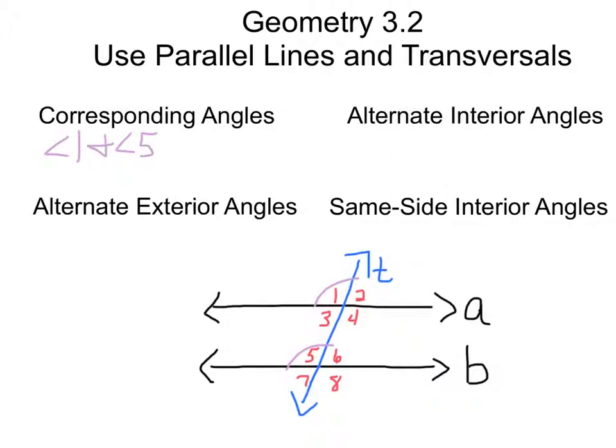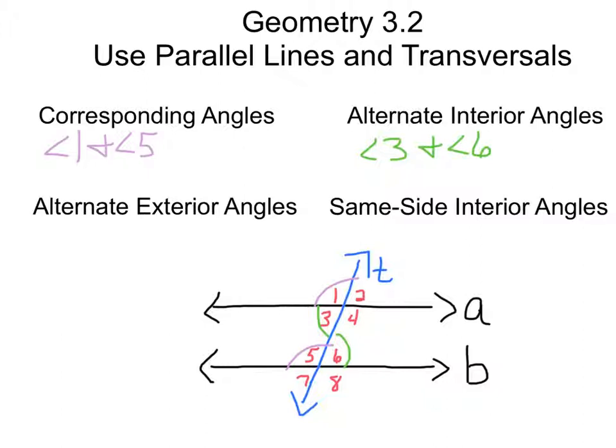The second set of angles that we want to look at are alternate interior angles. Now remember, interior angles are on the inside, on the interior of the two lines A and B. So just by saying interior, we know that we're referring to angles 3, 4, 5, and 6 because they are on the interior. Alternate means on alternate sides of the transversal. So if we look at angle 3, it is alternate interior to angle 6. It's on the interior of A and B on alternate sides of the transversal.